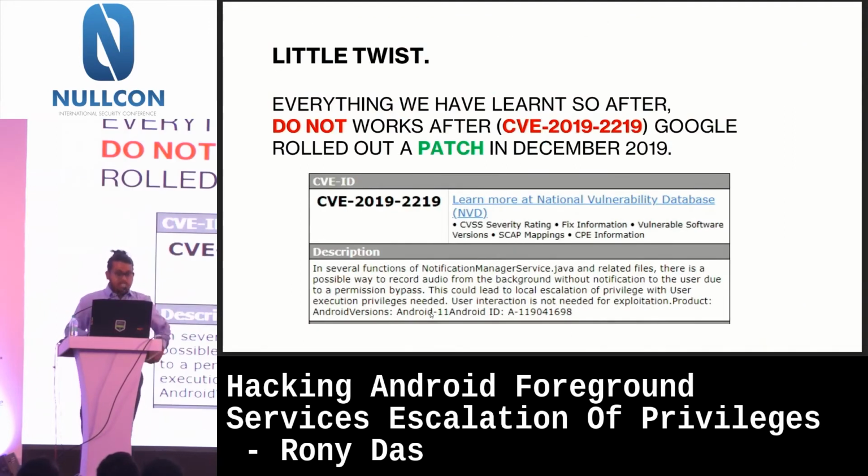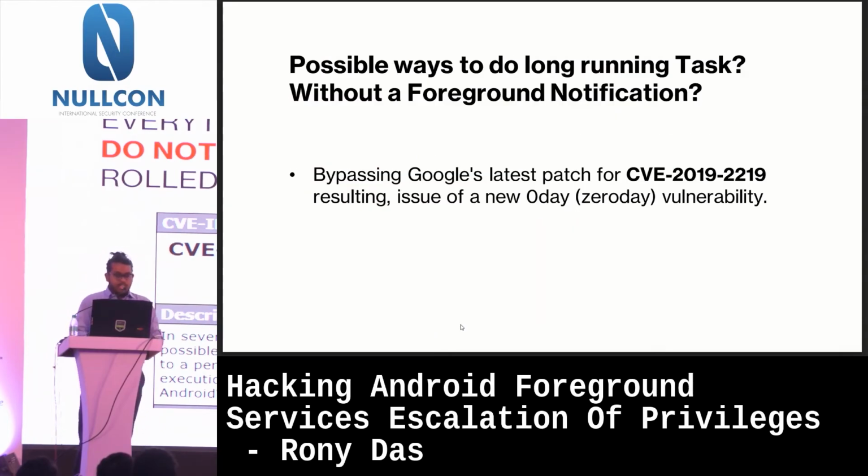So a little twist is this: whatever we have discussed so far is already fixed and does not work. The CVE is 2019-2219. Google rolled out a patch for this in December 2019. Whatever we have discussed does not work. So now we'll jump to the exploit part of it, how we are going to bypass the patch.